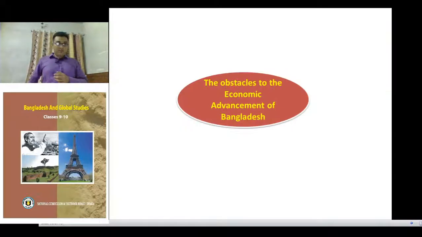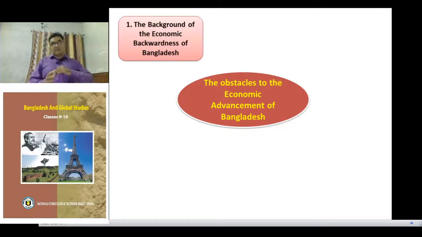Dear students, now I am going to discuss the next topic of our today's class, that is the obstacles to the economic advancement of Bangladesh. The first point is the background of the economic backwardness of Bangladesh. Here I'm going to share some historic events. After the Battle of Polashi, the British captured the power of Bengal to control the people of Bengal. And they looted a huge amount of natural resources from Bengal. And they did not want to improve the economic infrastructure of Bengal.